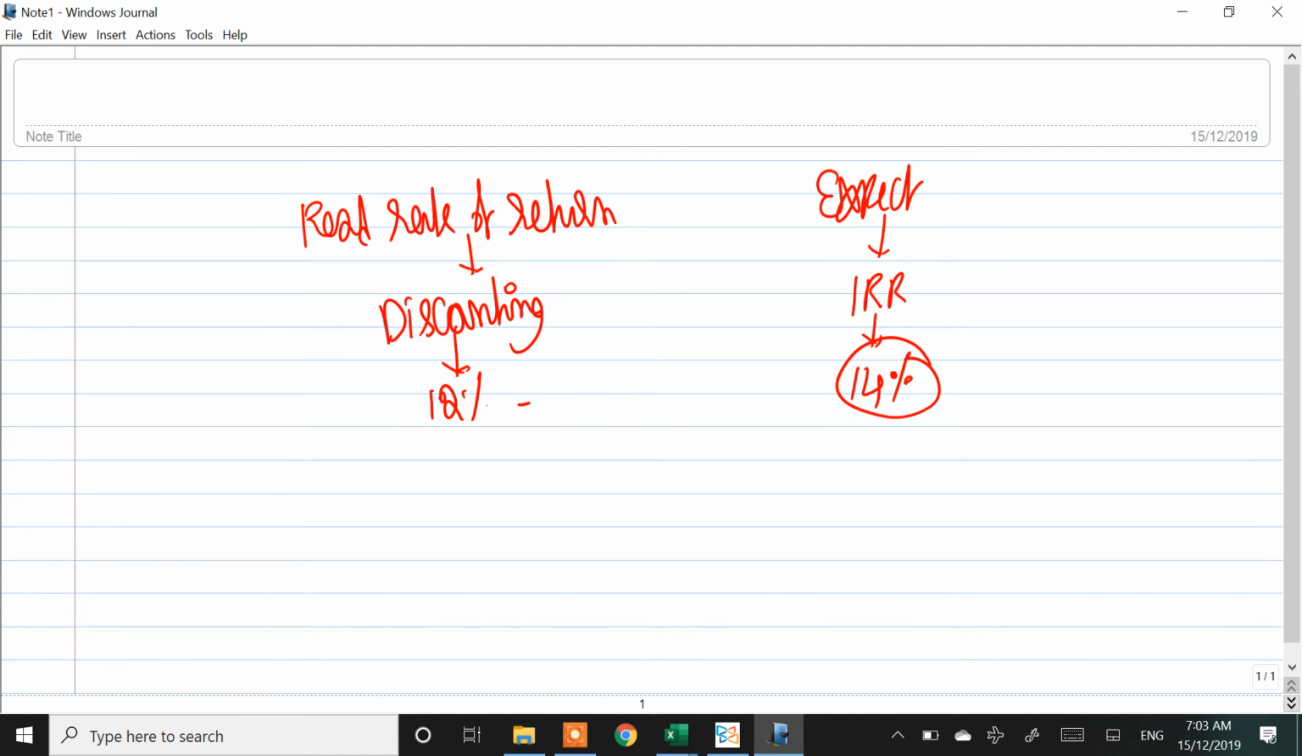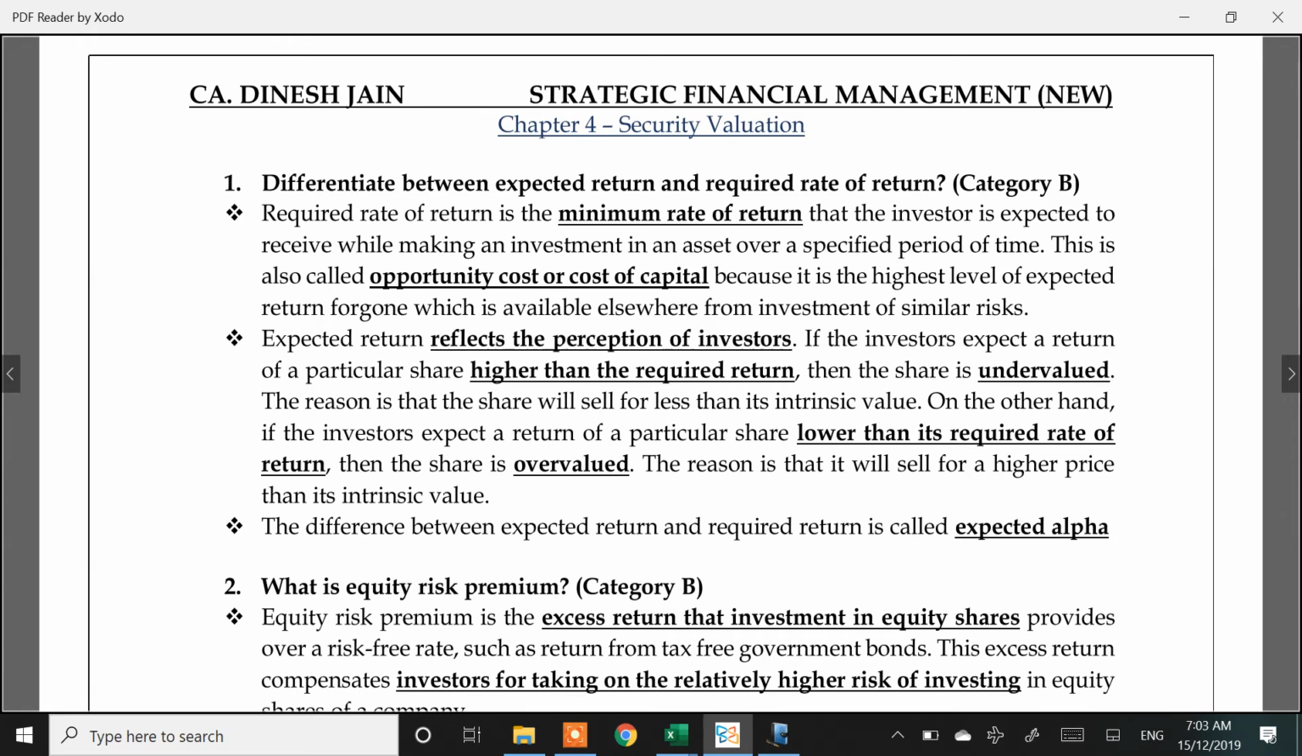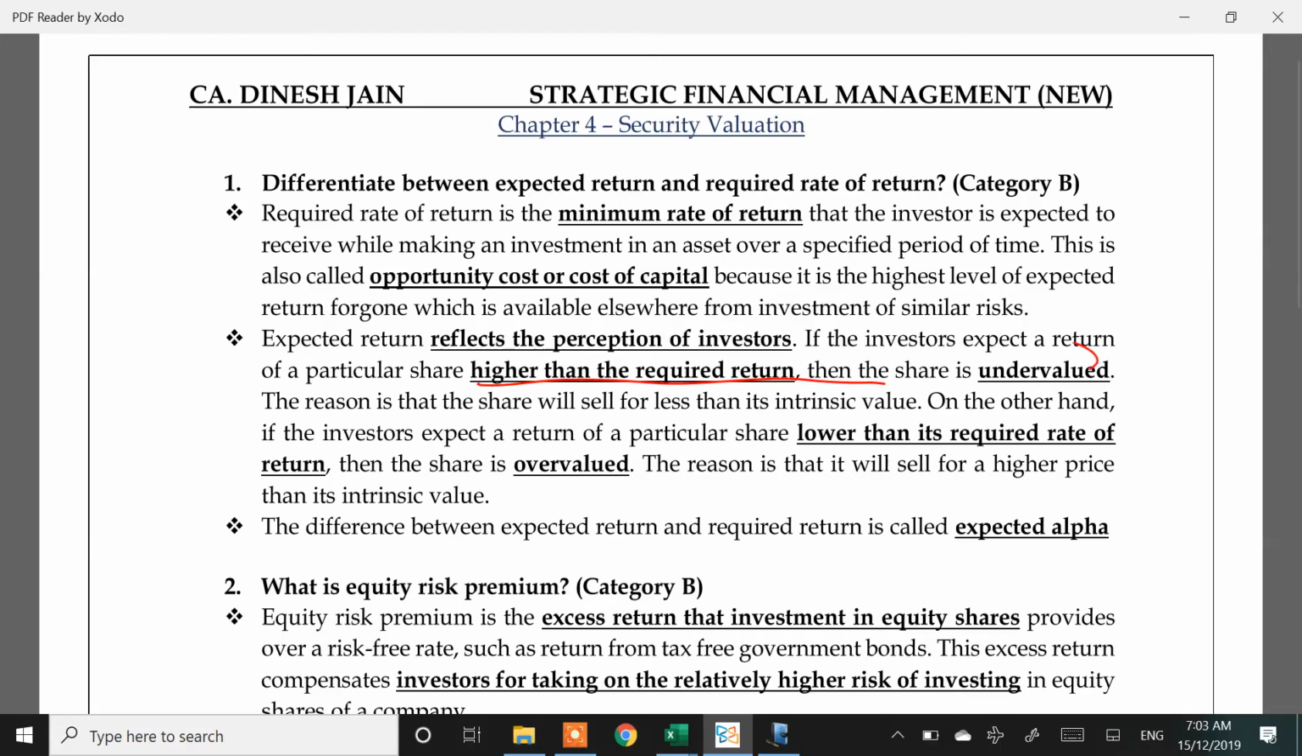So I need 12%, but the security can give me 14% rate of return. So required rate of return is the minimum return which an investor wants. Expected rate of return is the return the security can give. If it is higher than the required return, then the share is undervalued, and if it is lower, then it's overvalued, and the difference is technically called alpha. You will learn about alpha in a chapter called portfolio management.